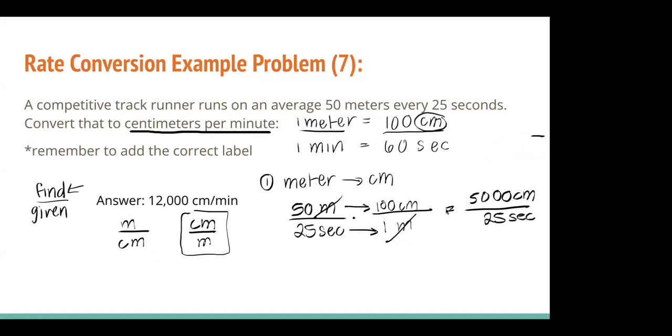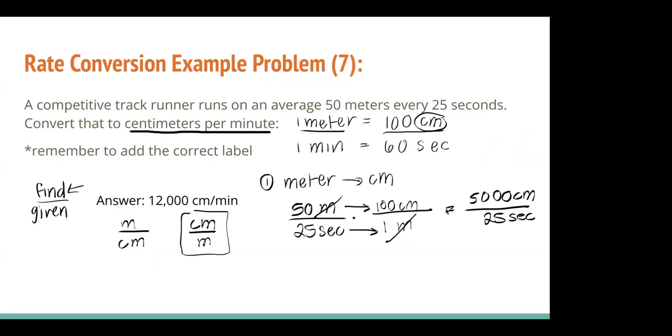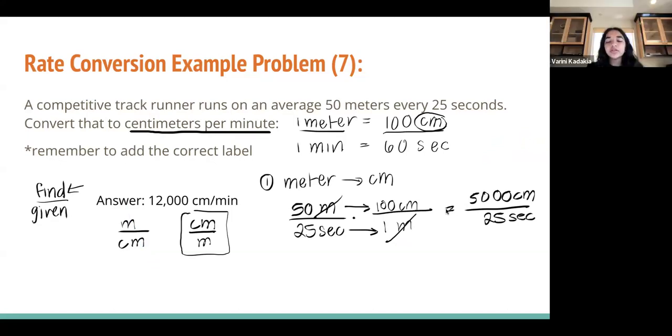You multiply 50 times the 100 centimeters to get your answer, just like 3 over 4 times 1 half equals 3 over 8. Whenever you multiply fractions, you multiply straight across: the top number times the top number divided by the bottom number times the bottom number. So you get 50 times 100 over 25 times 1, which is 5,000 centimeters over 25 seconds. Make sense?